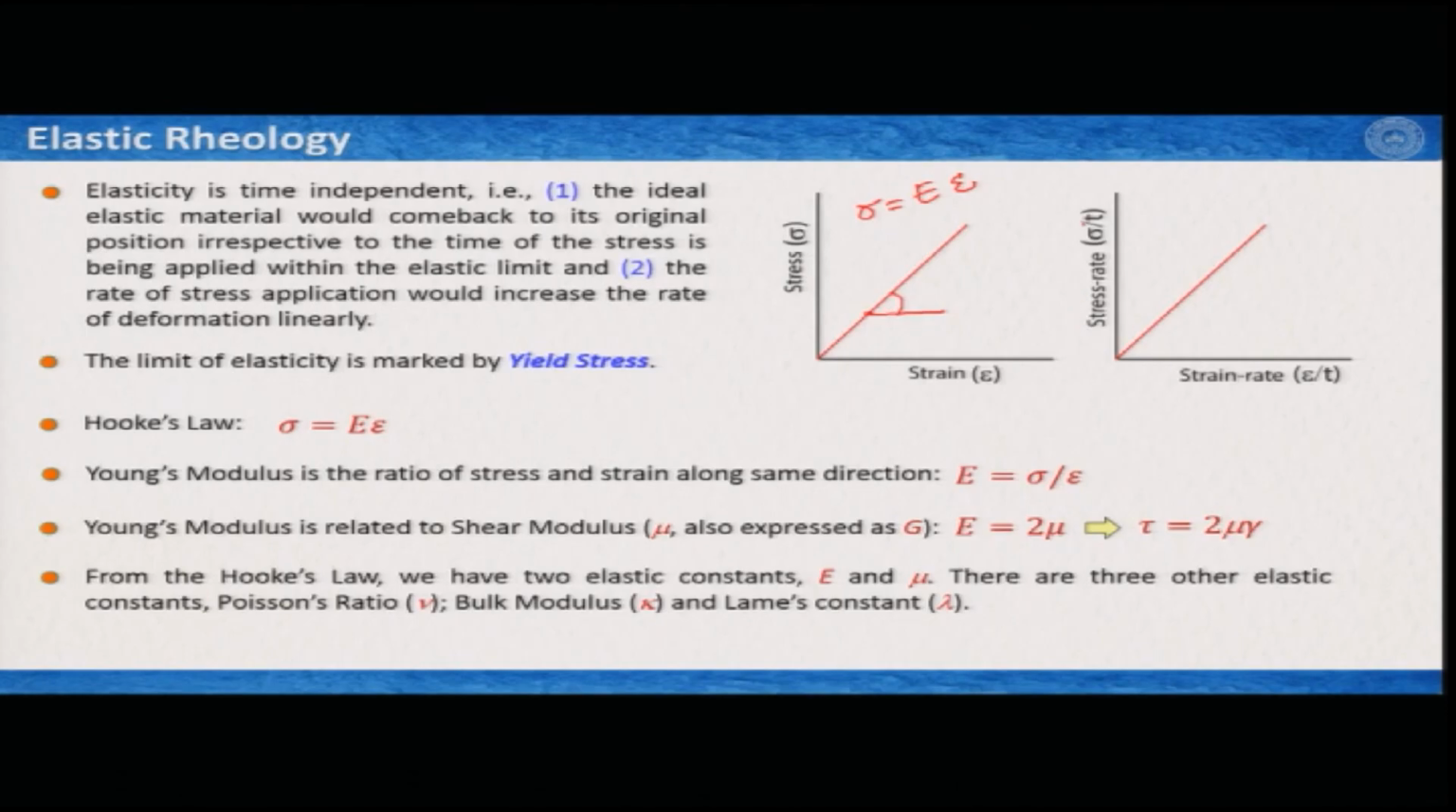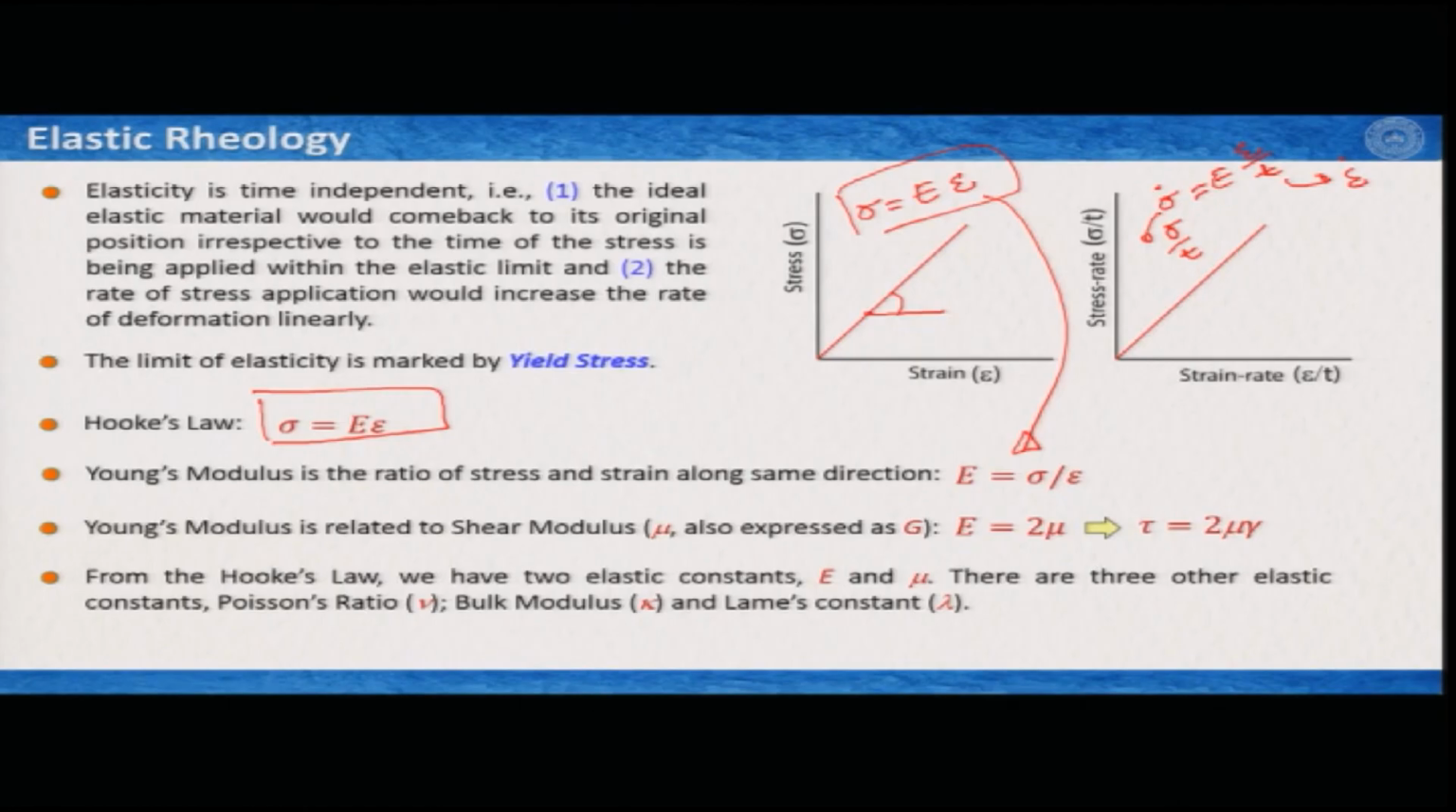And then if I increase the stress rate, that means if I increase the loading rate, then the strain rate would also increase linearly. So, we can write sigma dot, which is actually d sigma by dt, equal to Young's modulus times d epsilon by dt, or epsilon dot. So, this is again Hooke's law. Young's modulus therefore is the ratio of stress versus strain along the same direction.